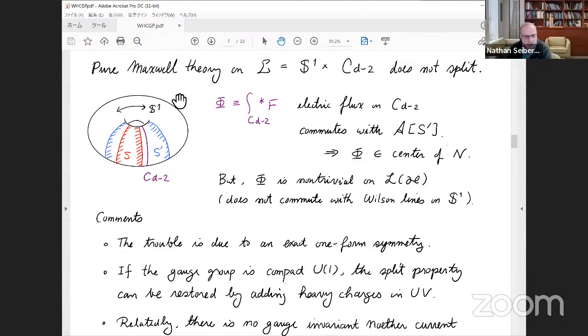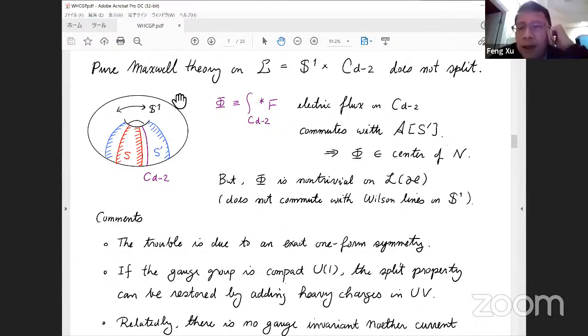Yeah, I couldn't hear what you said, but the example of Maxwell theory in two dimensions is completely solvable. We can write everything down very explicitly. The operator that generates the symmetry is E, the electric field at the point. And you can compute all correlation functions. Everything is calculable.